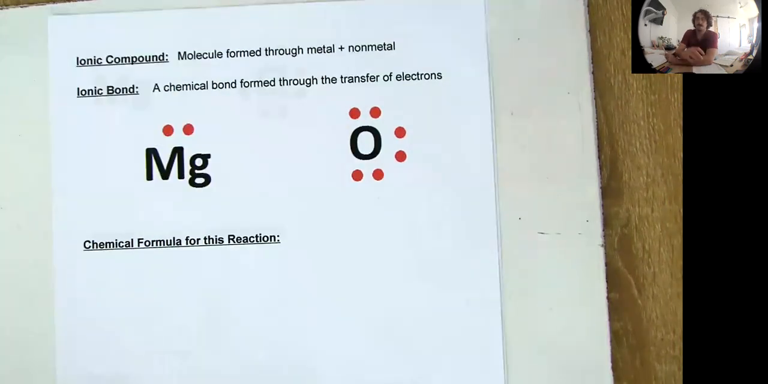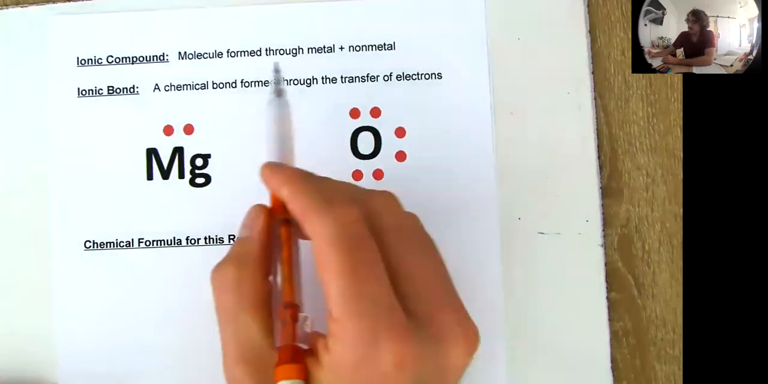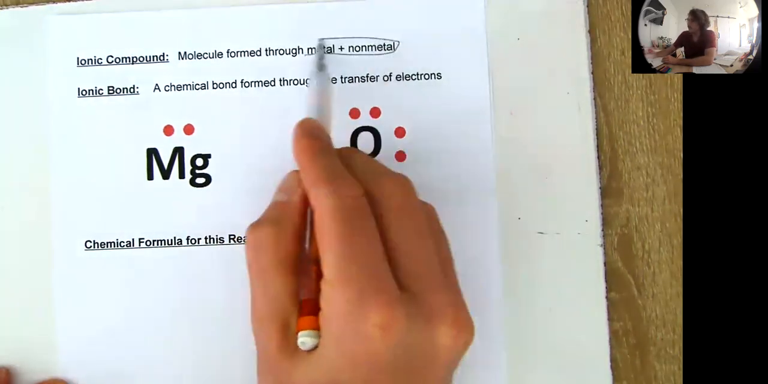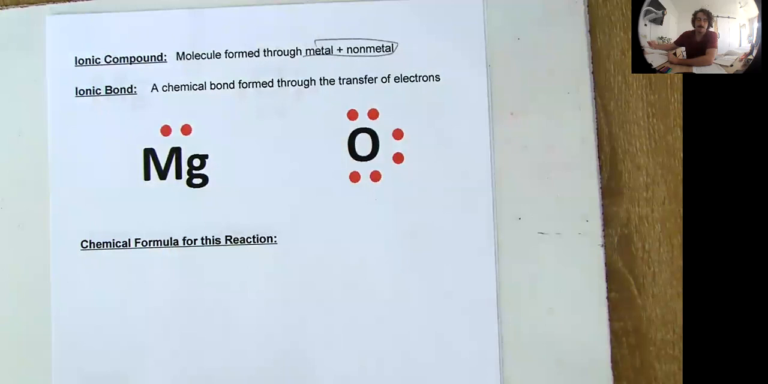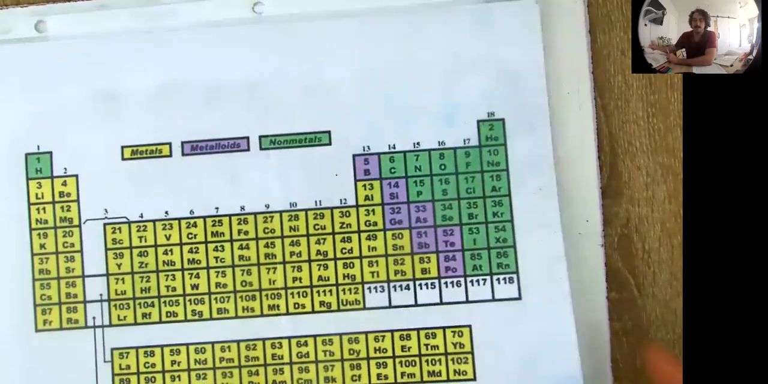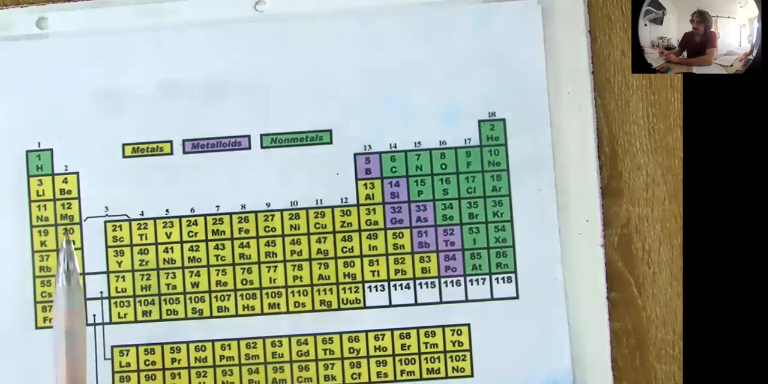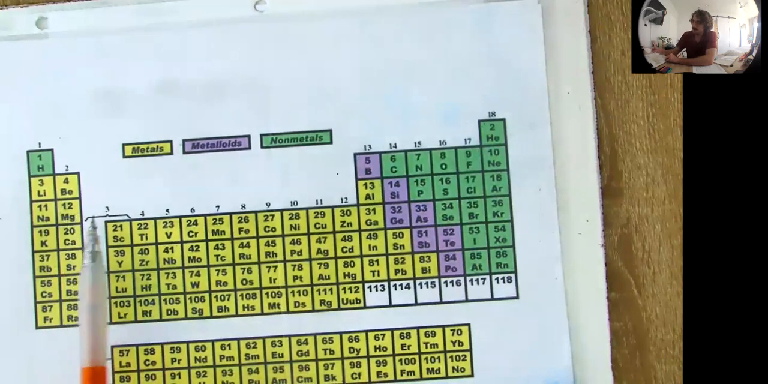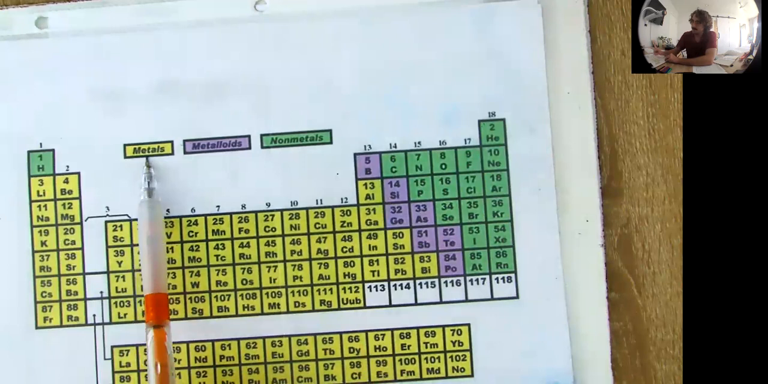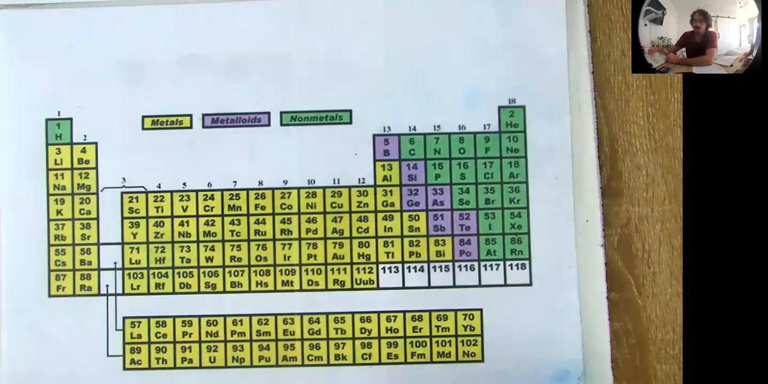Okay, here's another easy example. Remember that an ionic compound is formed through a metal and a non-metal. So let's make sure that magnesium is a metal and oxygen is a non-metal. Taking a look right here, this periodic table, remember this is online for you to look at. Magnesium is located right here. Oxygen is right here. So that's a yellow metal with a green non-metal. So that means this is an ionic compound.